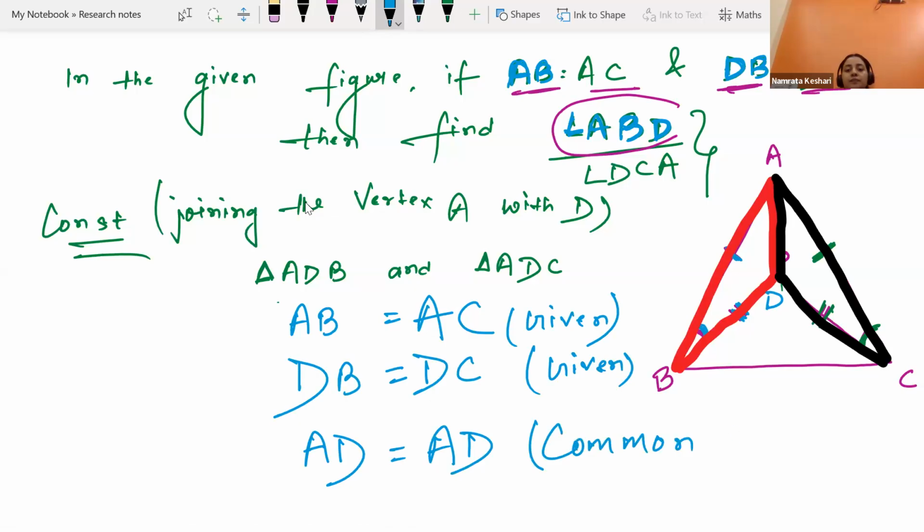Now which congruency criteria is working over here? Who will say? Ma'am, SSS.